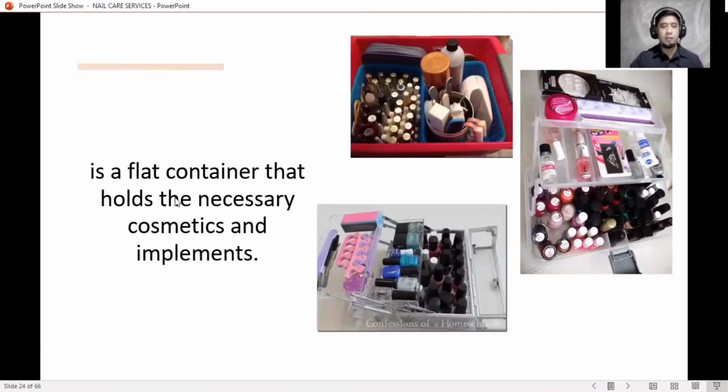Next, and this is the example. It's a flat container that holds the necessary cosmetic and implements. Those cosmetics that we use in nail care services and all the other tools. This one we call supply tray. Okay, because we put all the supplies that we use in nail care services.